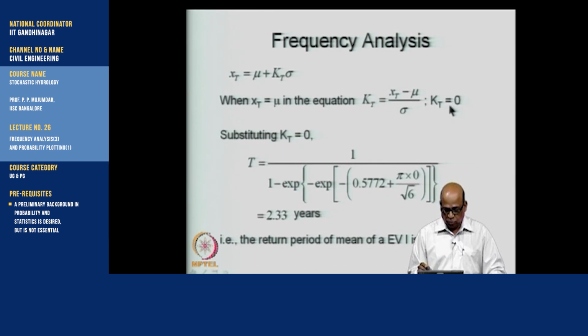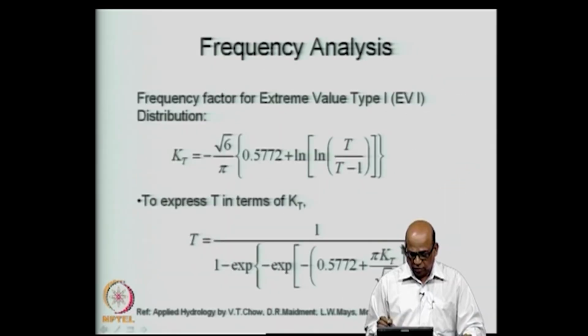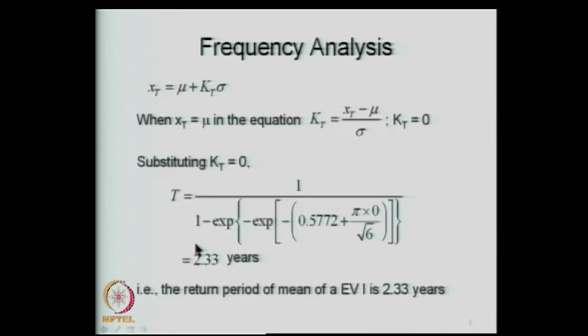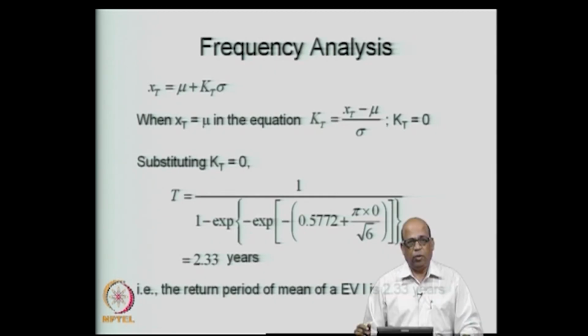So, once kT is equal to 0, we put this in this expression, put kT is equal to 0 here and then calculate T. So, I put kT is equal to 0 and then I get T is equal to 2.33 years. This is an interesting result in the sense that the return period of the mean value of an extreme value type 1 distribution is about 2.33 years, which means what? You have the sample data and you are reasonably sure that it fits the extreme value type 1 distribution, then straight away you know that the mean value of that is likely to occur once in about 2.33 years.